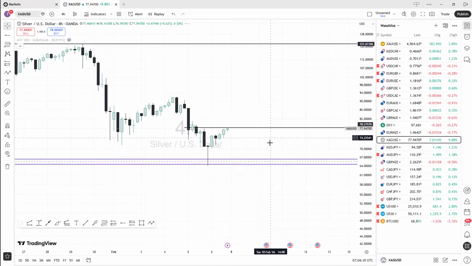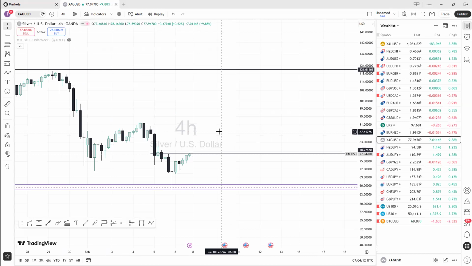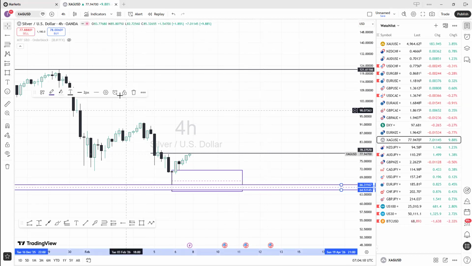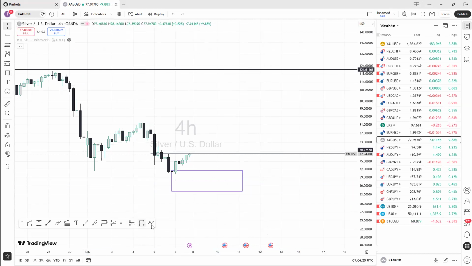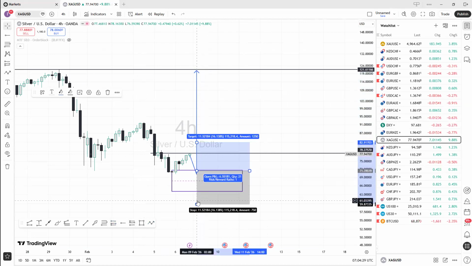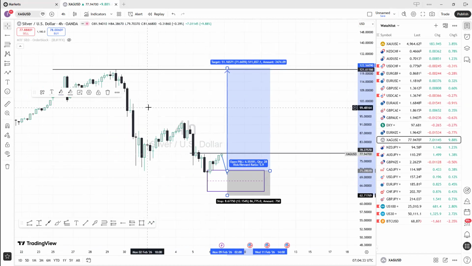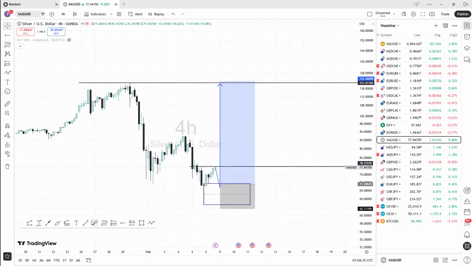Okay, on the lower time frame, for our time frame, we have that unmitigated demand on silver. So it is better to wait for a retracement and then you can pick a long position with a low risk. You can buy from that four-hour demand and then you can target that high. It is very, very clear.